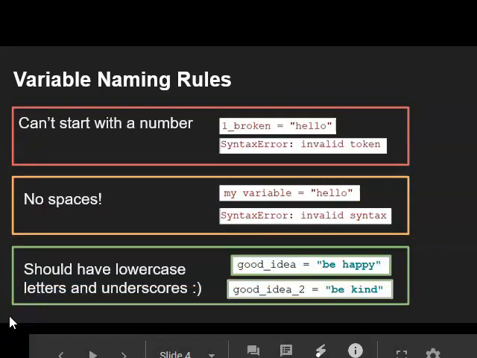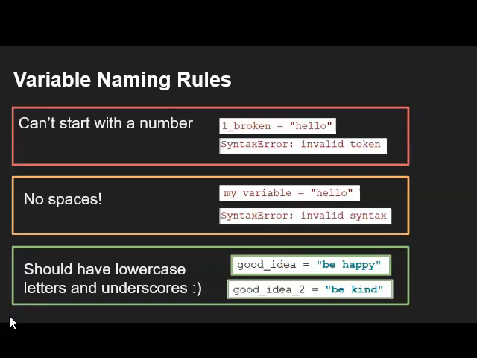When it comes to naming variables, there's a few rules. The first character can't be a number. If you try put in a number as the first character, you'll get a syntax error. Likewise, your variables can't include spaces. If you've got a space in your variable name, you'll get a syntax error. When you're naming variables, you should use lowercase and underscores. It's okay to have numbers in there as long as they're not the first character.